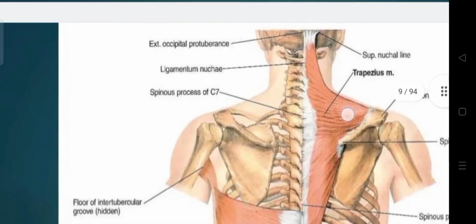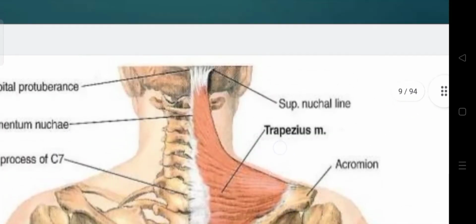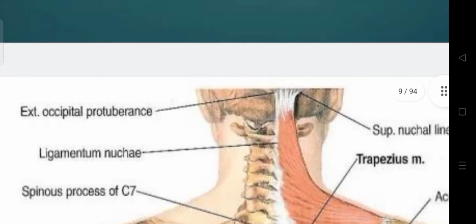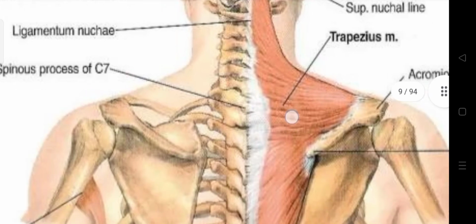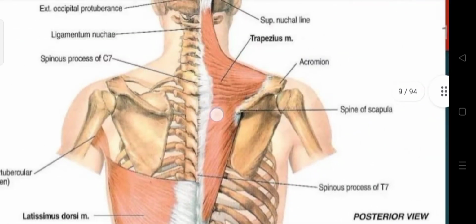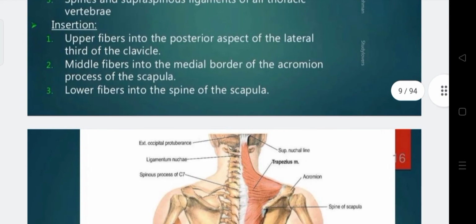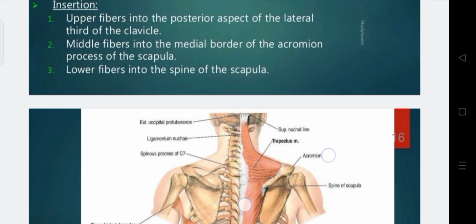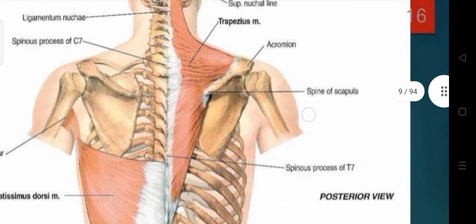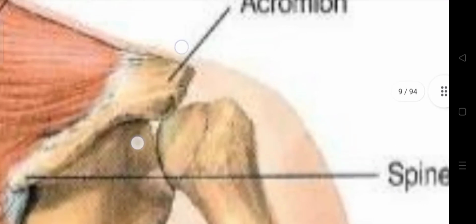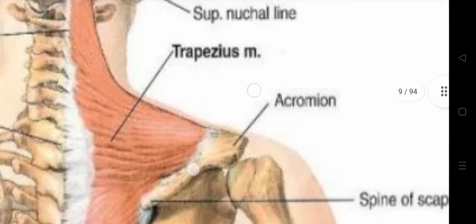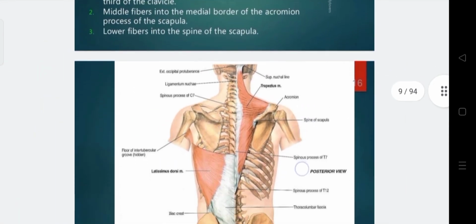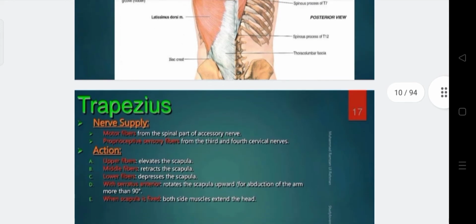In the picture, this is the actual diagram where it arises from the external occipital protuberance, ligamentum nuchae, spinous process of the C7, and inserted into the lateral third of the clavicle, middle fibers into the acromion process, and lower fibers into the spine of the scapula. So focused view of the insertion of this muscle. This is at the back of the person.